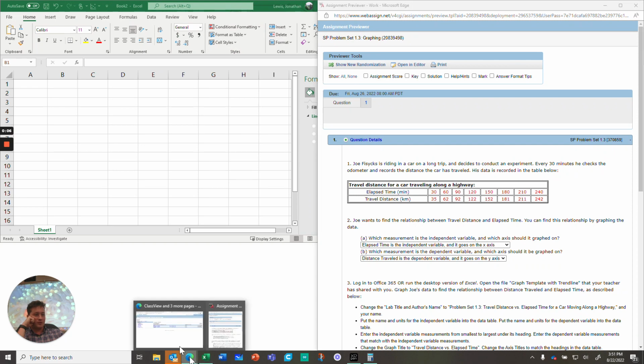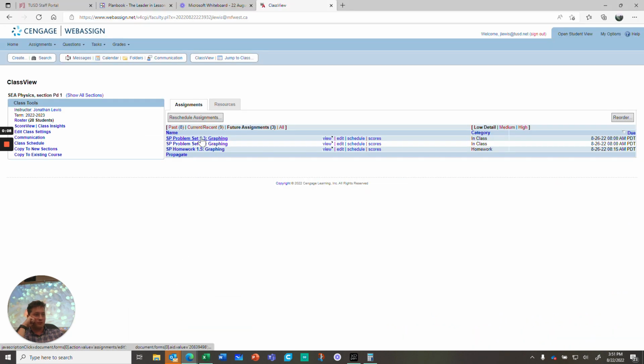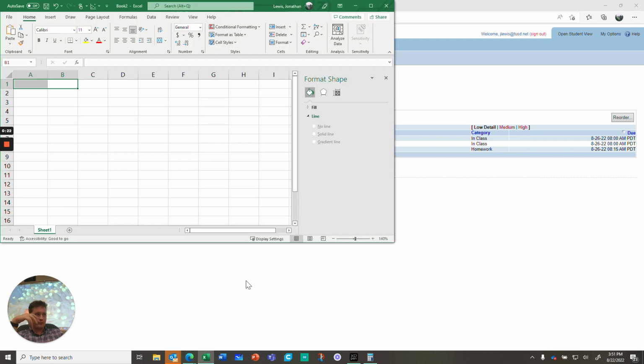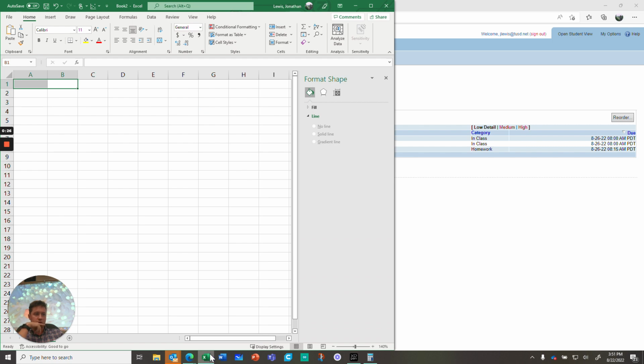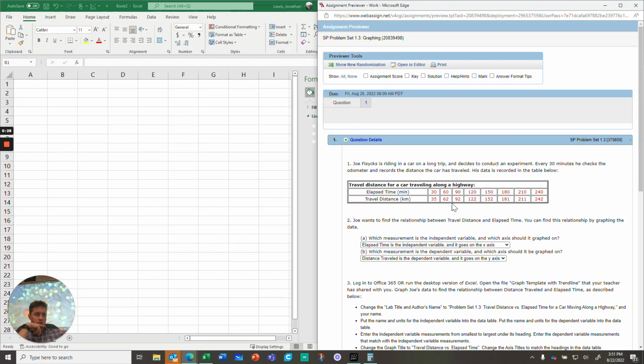So I'm going to be going through your homework. The first one I'm going to be looking at is problem set 1.3, graphing. And the point of this is not for me to just do homework quickly. It is just as a demonstration of how to do the homework, so that maybe we can help clear up some questions that you might have. So let's go through it real quick. So here's what the assignment will look like.